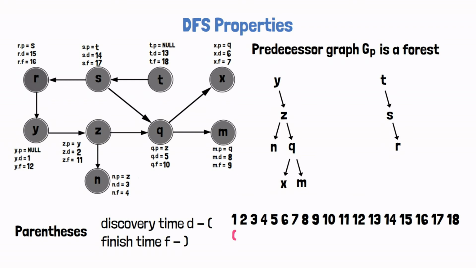1 was used to discover y, 2 was used to discover z, 3 was used to discover n, so we start with 3 opening parentheses. 4 was used to finish n, so we have a closing parenthesis here. And it goes on similarly. We give each pair a different color so it will be easier to see. Notice that we get a legal structure.